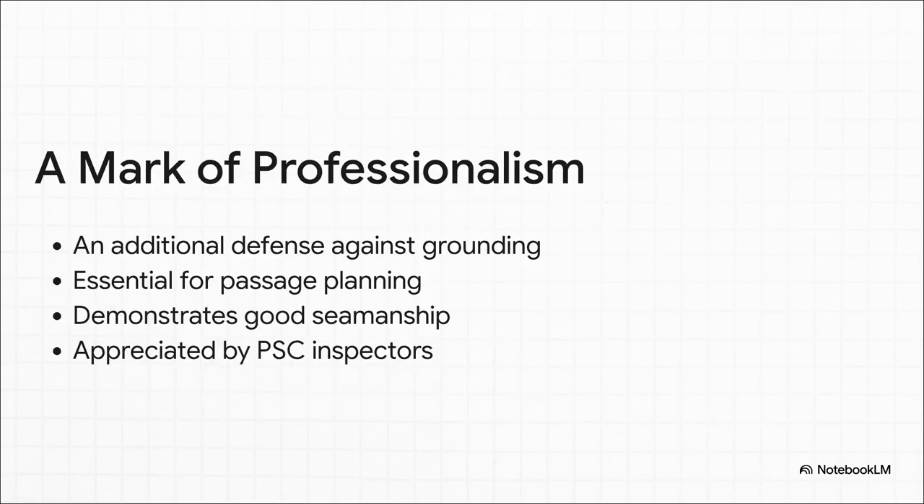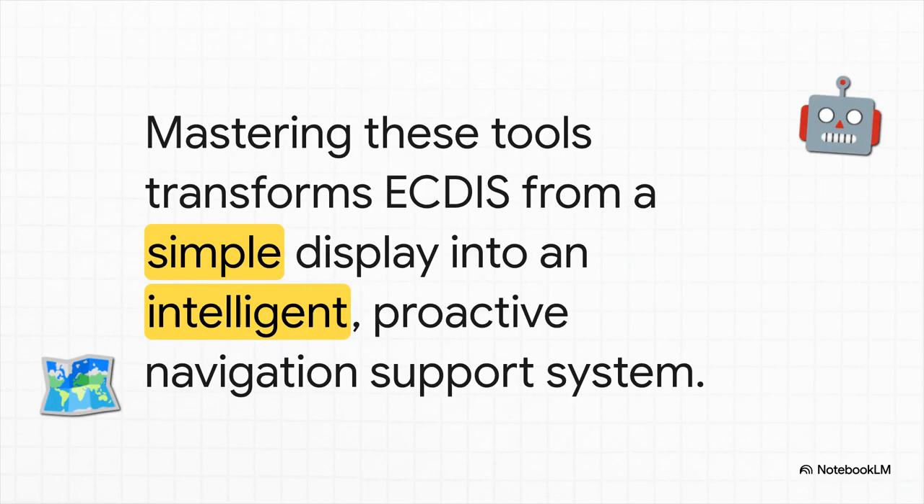So why is that? Well, because it shows you're thinking ahead. It's a critical defense you build before you even start the voyage, back when you're doing your passage planning. It demonstrates a commitment to safety that port state control inspectors, the officials who inspect ships, absolutely notice. It's a clear sign of a well-run ship. Ultimately, when you master these tools, you're transforming the ECDIS from a simple digital map into an intelligent co-pilot. It's no longer just showing you where you are. It's actively helping you anticipate and avoid danger before it even becomes a threat.